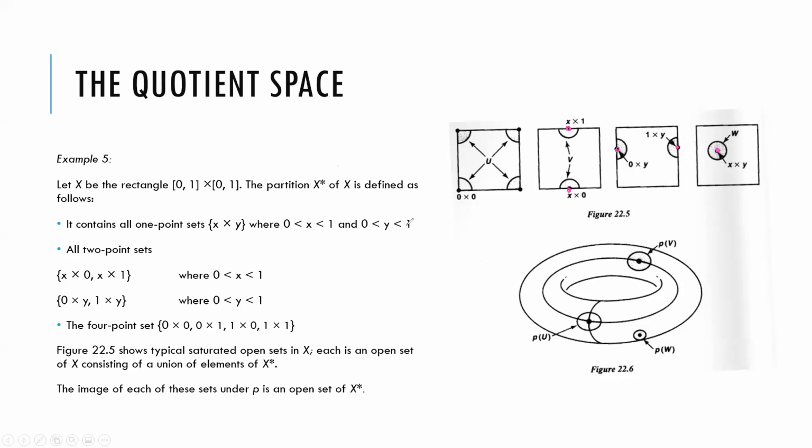And the 4-point set of the 4 corners of the rectangle. Then our definition for X asterisk helps us build a torus out of a rectangle.